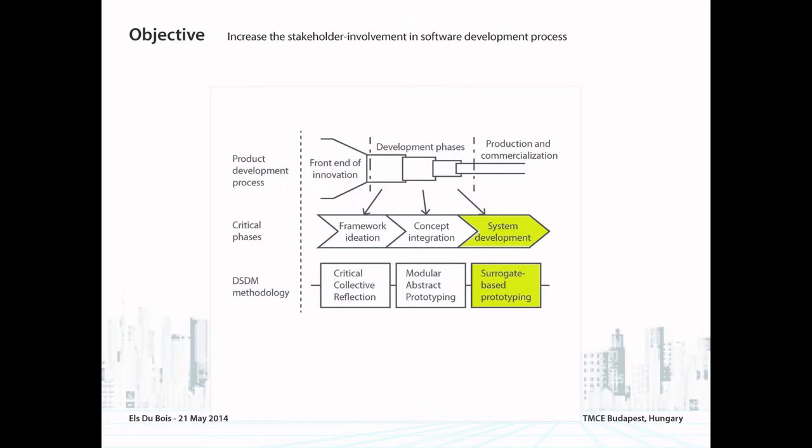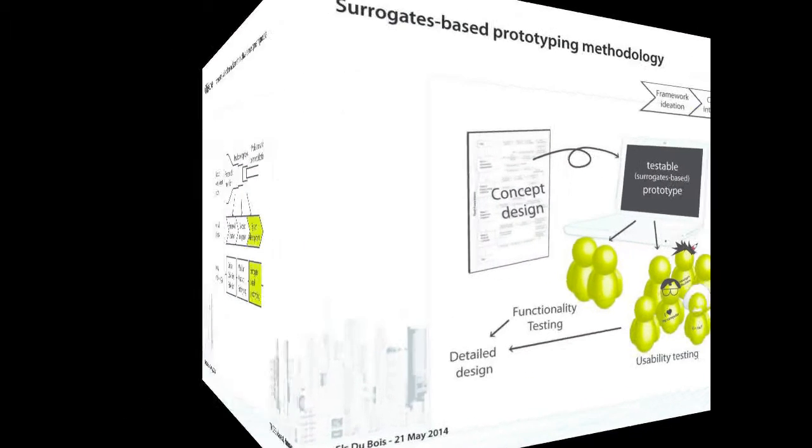We investigated the whole development process. I identified 3 critical phases. These phases were examined during my PhD research, and this paper is focusing on the last phase, which is the system development phase. To support stakeholder involvement in this detailed design phase, we developed a methodology which we called surrogate-based prototyping.